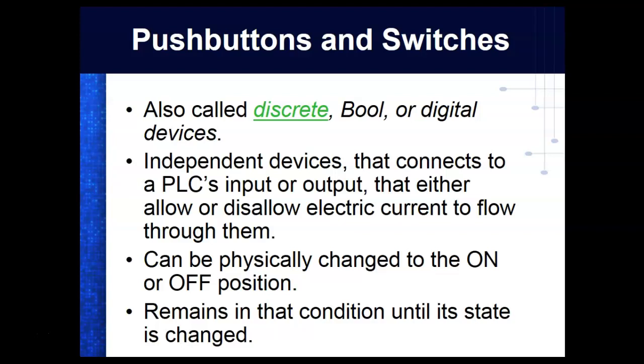Independent devices that connect to a PLC input or output that either allow or disallow electric current to flow through them can be physically changed to an on or off position, and remain in that condition until its state is changed. So these are discrete devices. Discrete is what the book calls it. TIA Portal calls it bool. We'll call them digital or binary. All of those mean exactly the same thing. So these are either off or on.